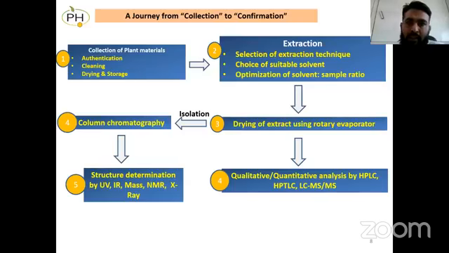So let's start the journey from collection to confirmation. This chart is very important to understand how things happen when you do research in natural products. First step is collection of plant materials. Suppose you are interested in a plant, then you have to collect it from field or farm or wherever it is found, then you have to authenticate it. Authentication is a very important step because there are many plants similar to each other.